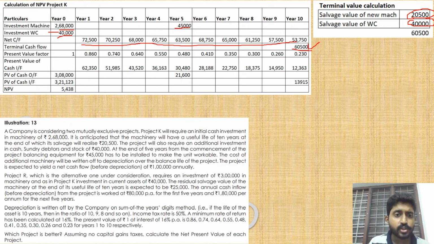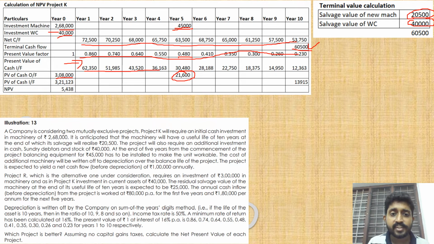Present value factors are given in the question, so you don't have any issue. I have taken all the present value factors and multiplied them by the cash flow. You can find the present value of cash inflow. Also, 2,68,000 plus 40,000 becomes 3,08,000. That is the cash outflow, and 45,000 is a cash outflow multiplied by 0.48 will give you 21,600. That is also a cash outflow. So you can find the total present value of cash outflow.